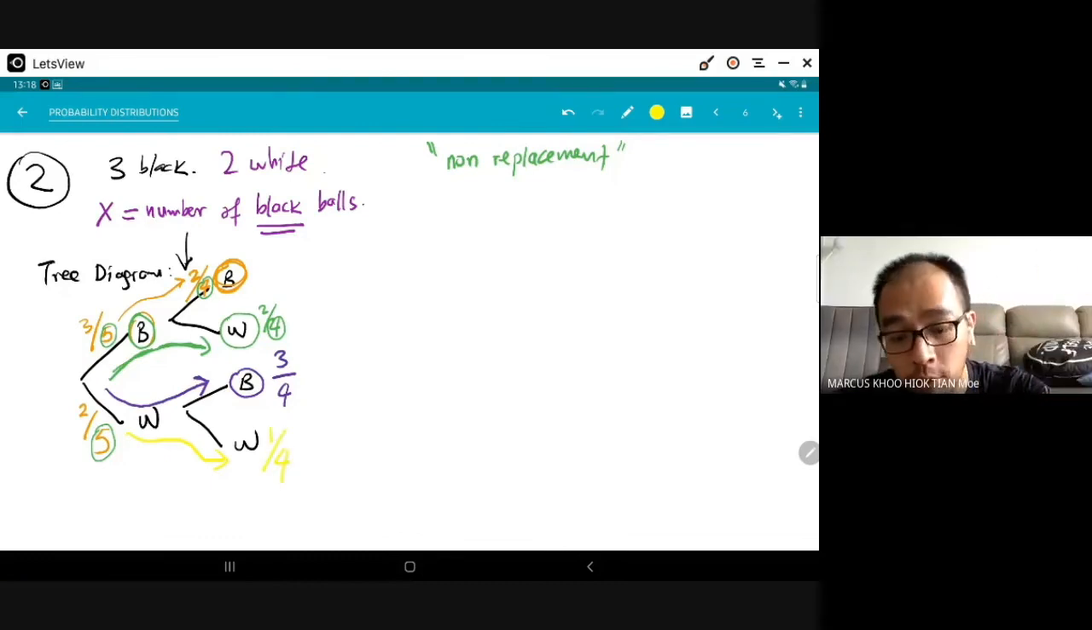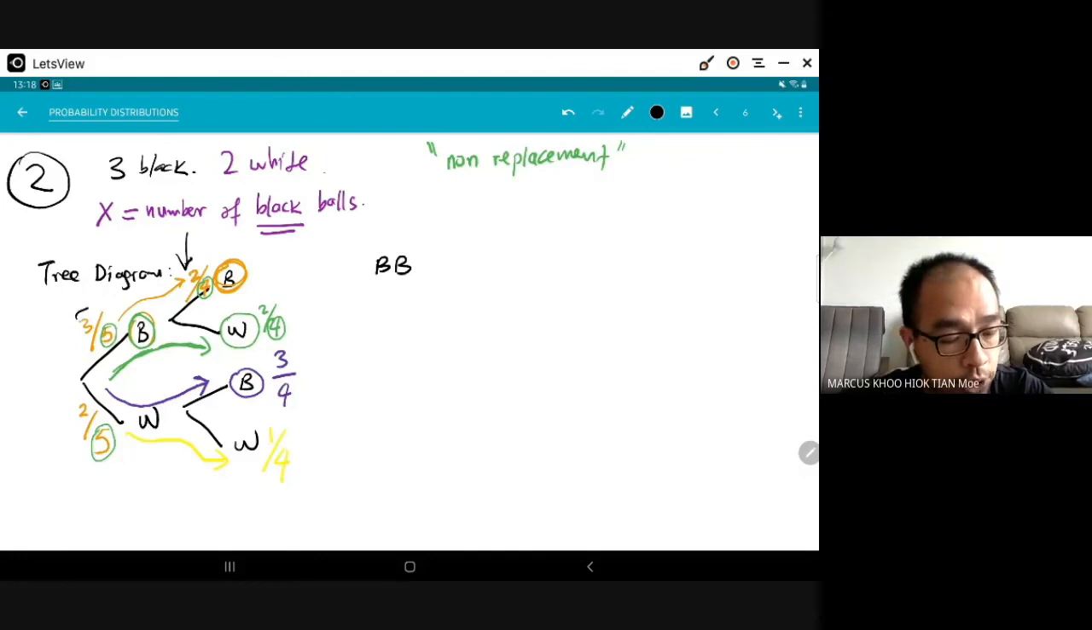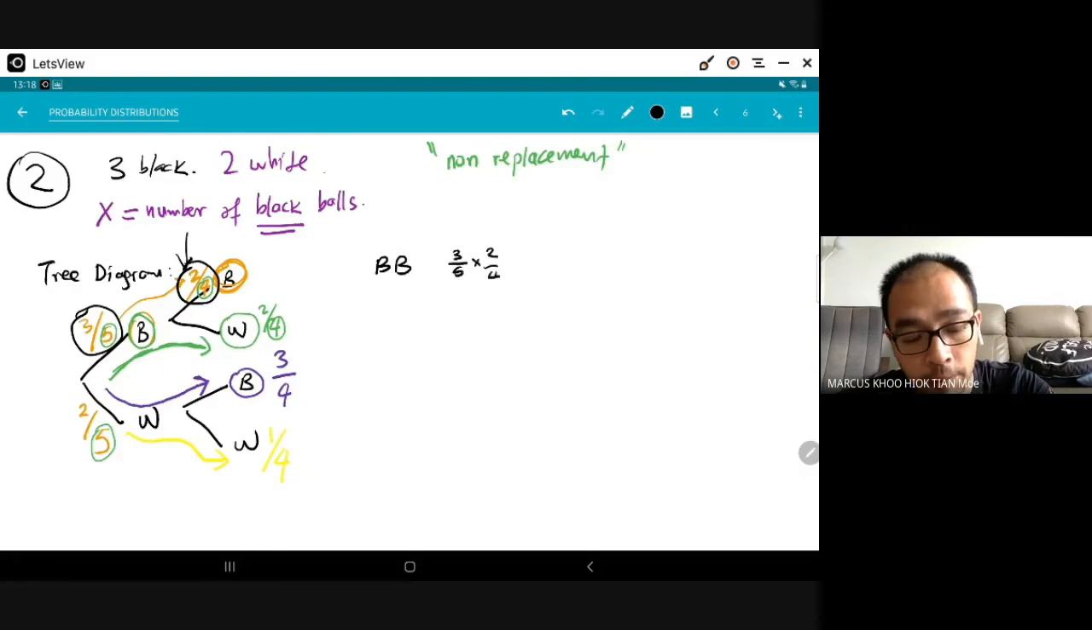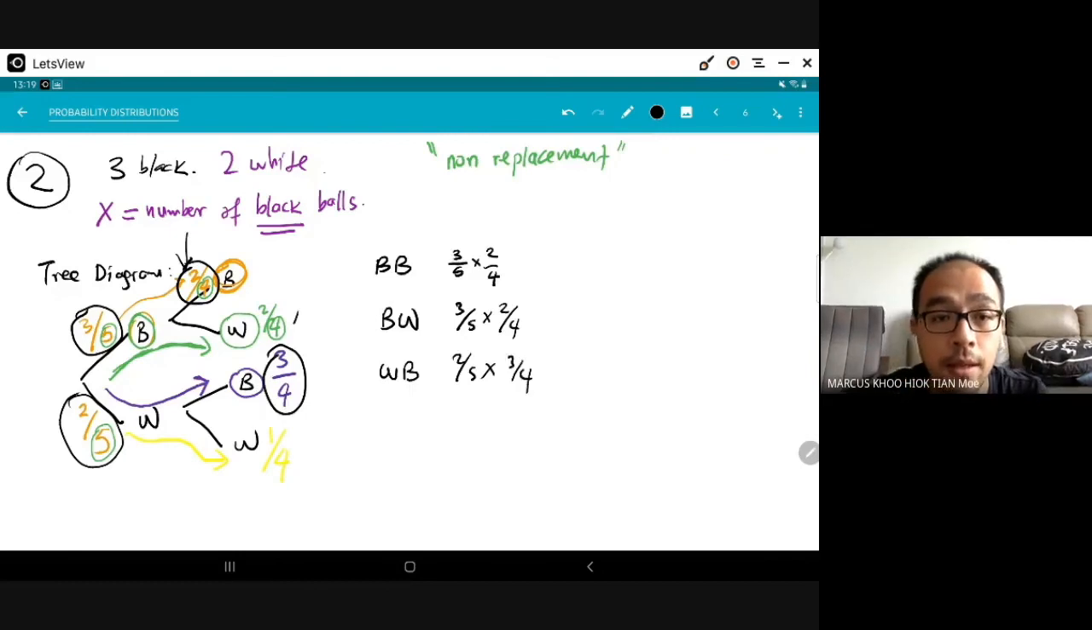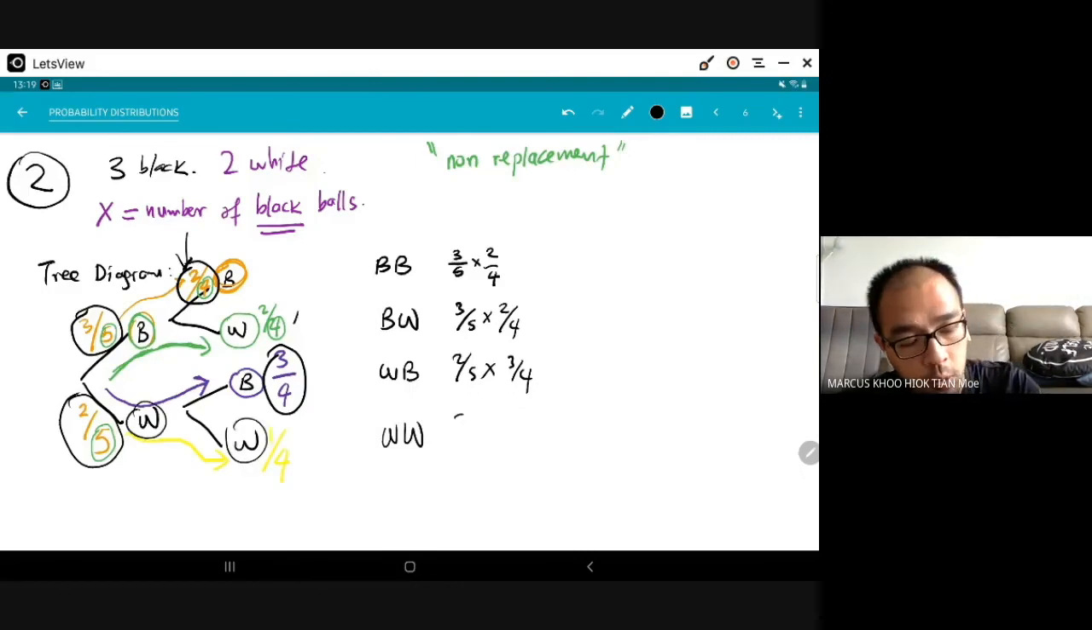Now let's combine all the probabilities together. Okay, so in the black situation, it is 3 over 5 multiplied by 2 over 4. 3 over 5 times 2 over 4. Okay, the second situation is black and then white, which is 3 over 5 times 2 over 4. Okay, in the third situation is white and black. White is 2 over 5 times 3 over 4. And the last situation is white. Okay, white is 2 over 5 times 1 over 4.